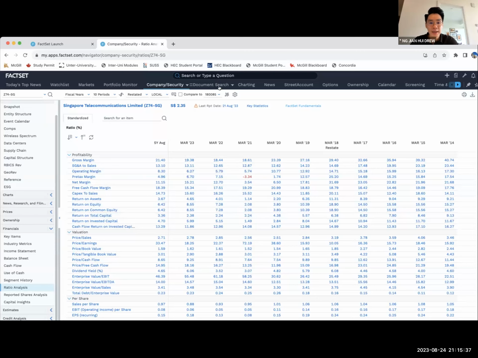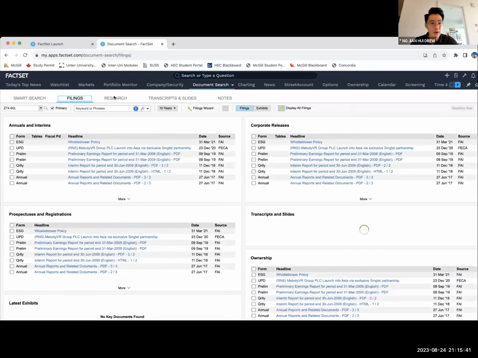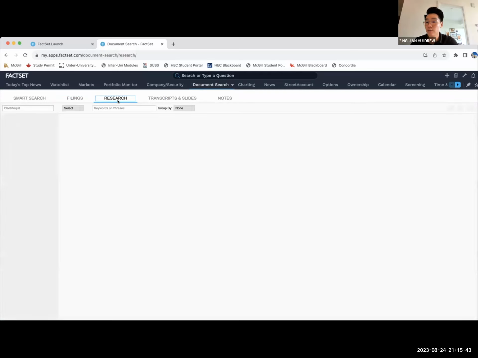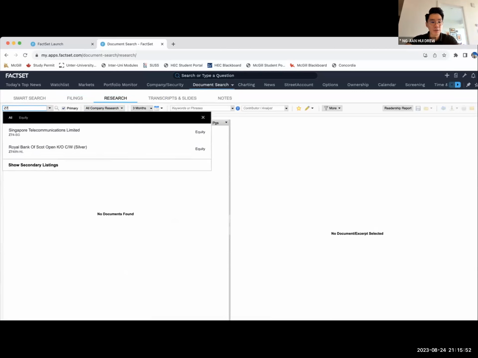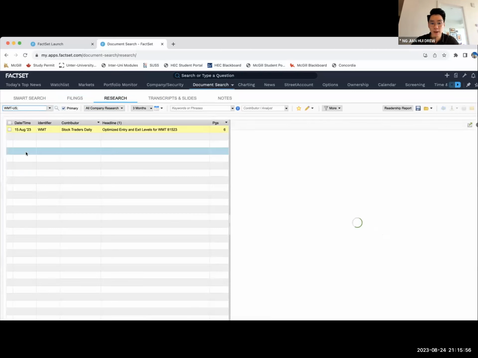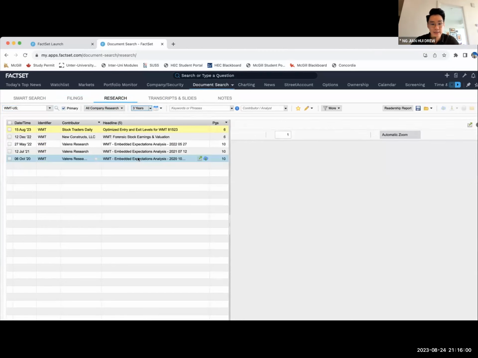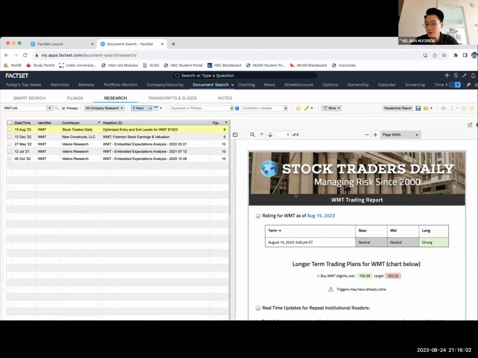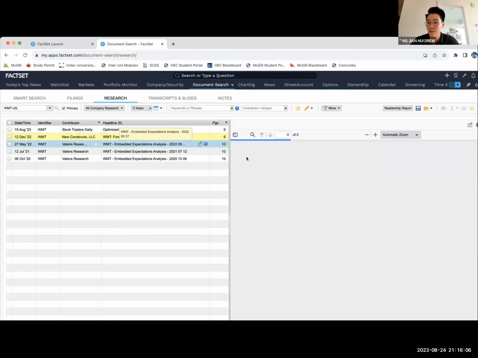Okay, so there's this thing called document search, which is quite interesting. We can do a search on the research tab. For Singapore companies, unfortunately, there's not too much information on the research component. But let's say you want to look at Walmart. Let's quickly look at Walmart. Let's just do the last 3 years. If you notice, there's actually quite a bit of research reports and even valuations of Walmart that have been done.